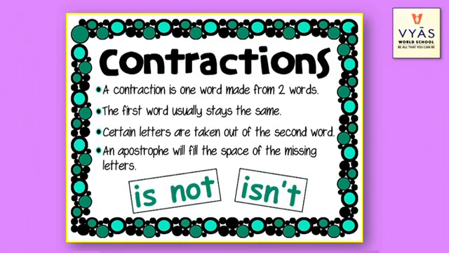So a contraction is a shorter way of writing two words. With the help of two words, we get a new word that is a short form of those two words. The first word remains the same. In the second word, a few letters are taken out, and in place of those missing letters, we put an apostrophe.